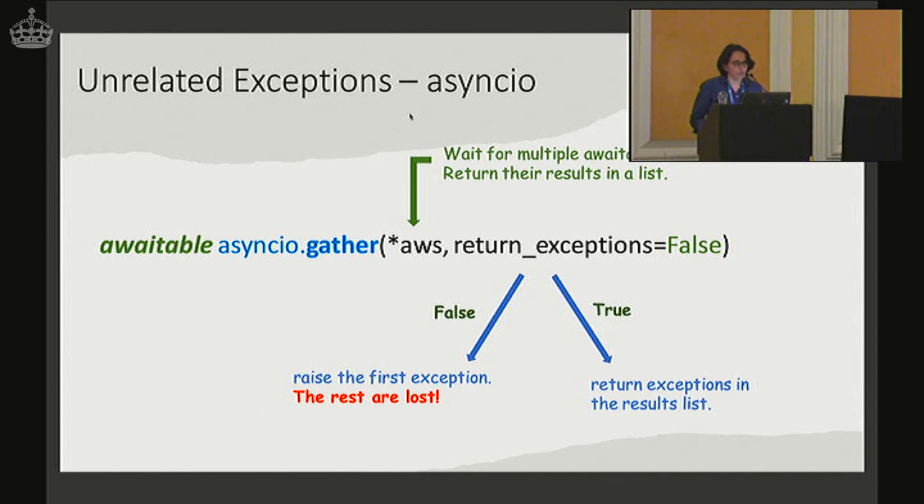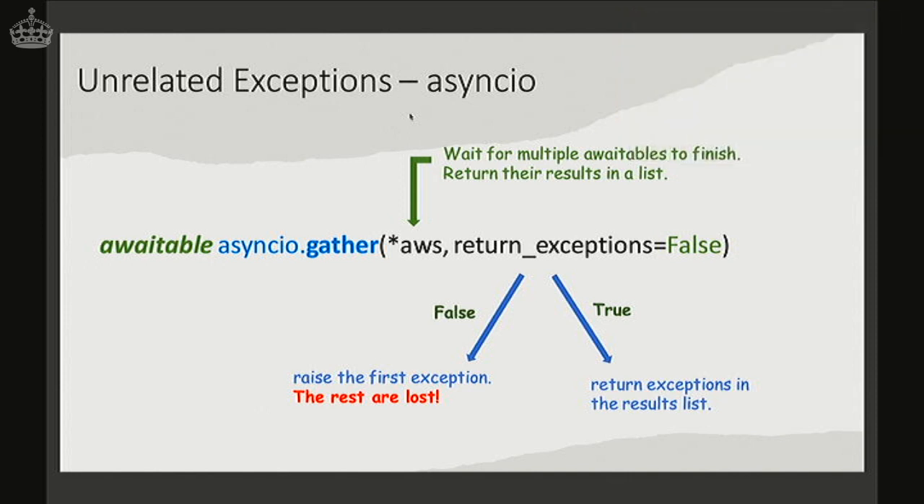Another example of unrelated exceptions comes from the asyncio library. We have a function called asyncio gather. You give it a bunch of async awaitables. It awaits all of them and returns the results in a list. But what if one or more of them raise exceptions? So you have two options. You have this return exceptions parameter, and one option is to say, give me the first exception, forget about anything else that happened. So once again, we lose information about other things that are going on.